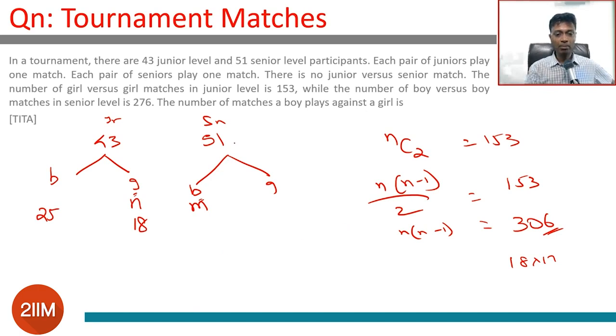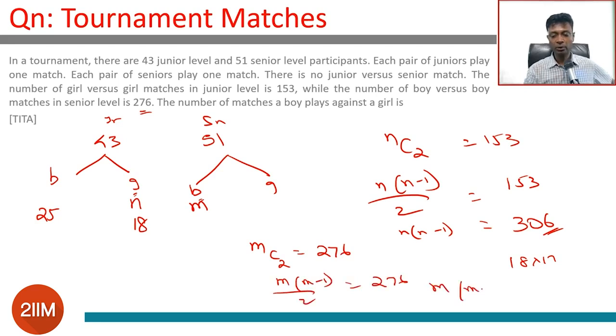M boy versus boy matches in senior level. MC2 is 276. M into m minus 1 by 2 is 276. M into m minus 1 is 276 into 2, 552.